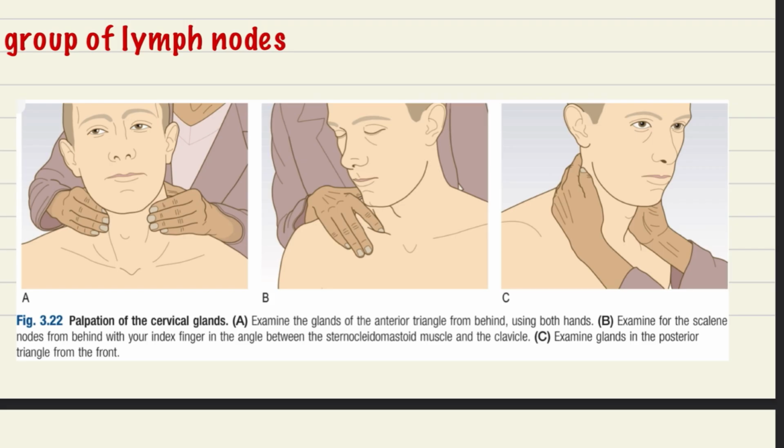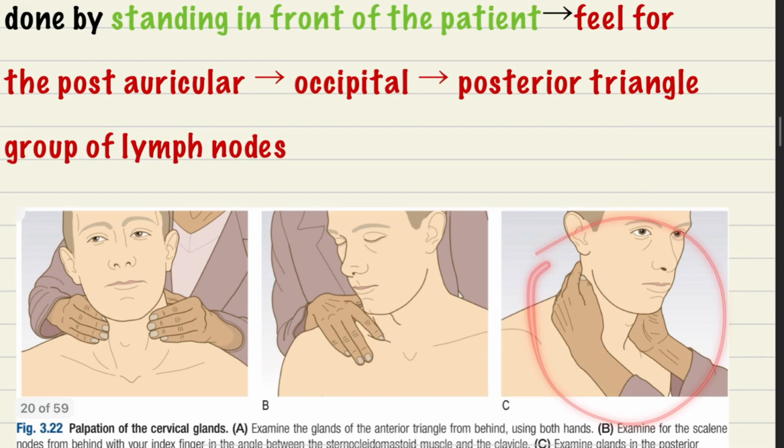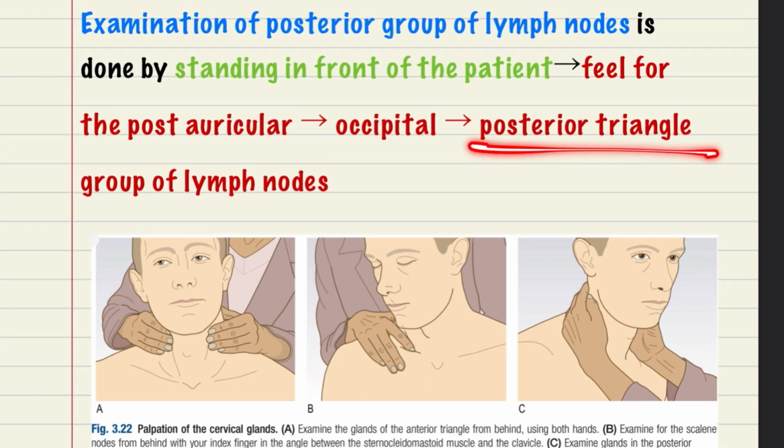of lymph nodes. So here we see that there is the palpation of the cervical group of lymph nodes. So using both the hands, the examiner is examining the lymph nodes of the anterior triangle, then the superior supraclavicular, and then the posterior triangle from the front. Here you can see the examiner is standing in front of the patient and examining the posterior group of lymph nodes, that is the posterior triangle, as I have written here, by standing in front of the patient.